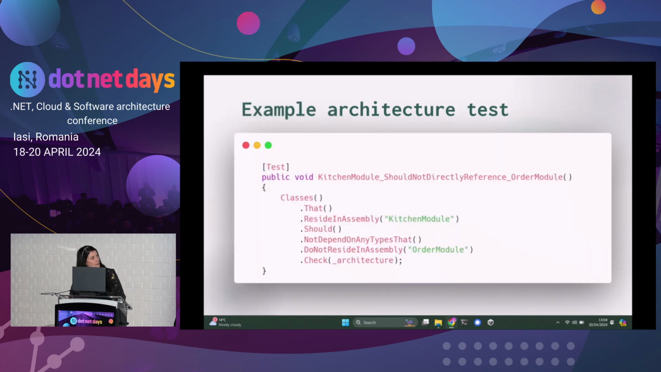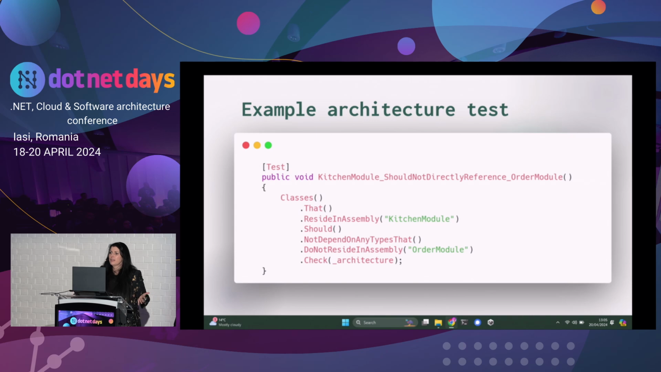So this is an example architecture test. I do have a YouTube video on these that you can go and watch if you're interested, and I compare two libraries on there. So you can see that they're very readable, using a Fluent API in particular on this one. And we can see that classes that reside in assembly kitchen module should not depend on any types that do not reside in assembly order module. And then we check the architecture, okay?